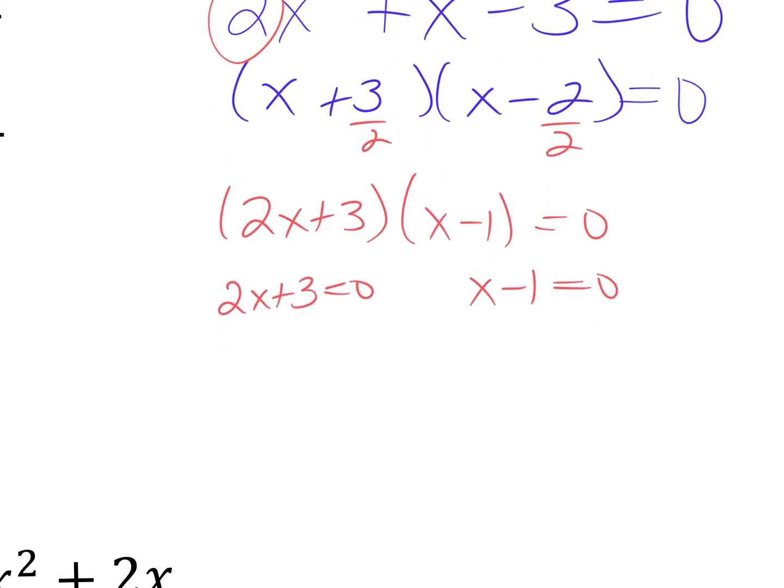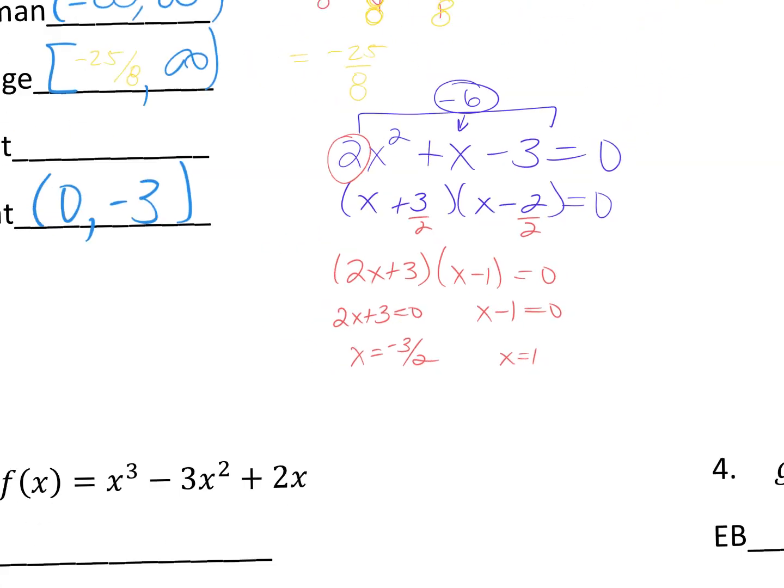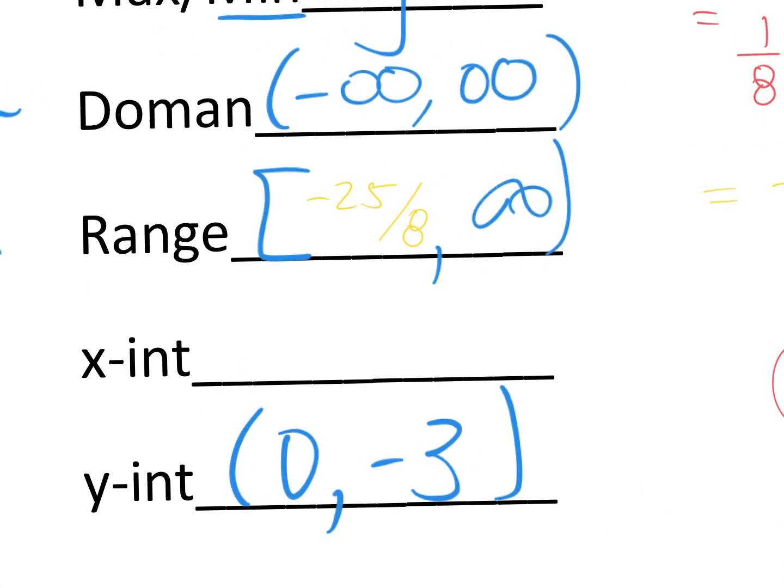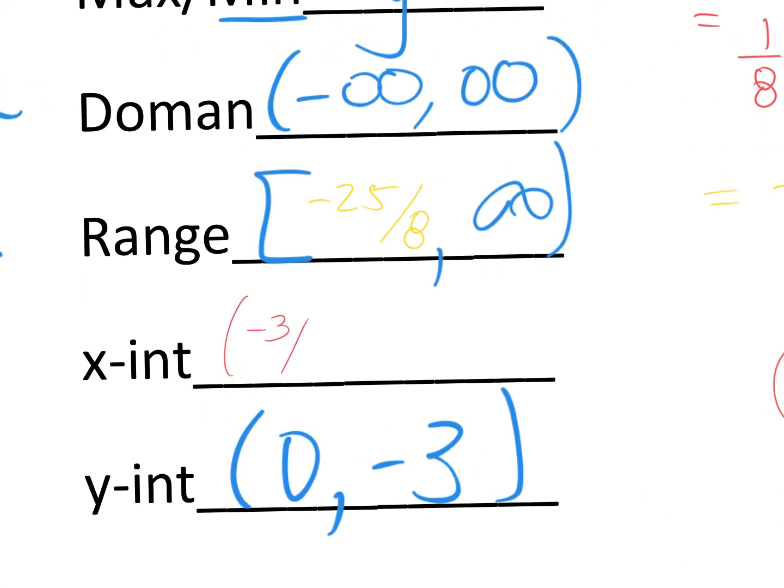So guys, if I move 3 over, it becomes negative, yeah? Divide by 2, I get x equals negative 3 over 2. Move 1 over, I get x equals 1. You have found the intercepts. How do you write them as ordered pairs? Negative 3 over 2 comma 0 and 1 comma 0. Good.